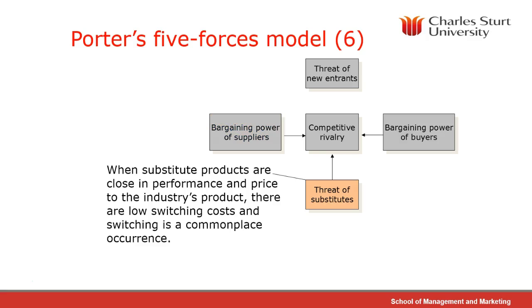Substitute products. When the products are close in performance and there are low switching costs, switching is a commonplace occurrence. So as I've said, the threat of substitutes is becoming higher in areas like electricity generation in Australia. And so that will hopefully start to make the market more competitive.